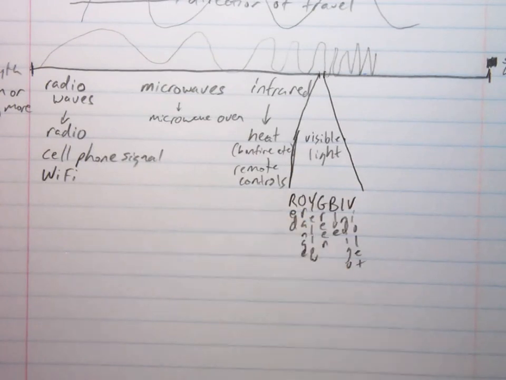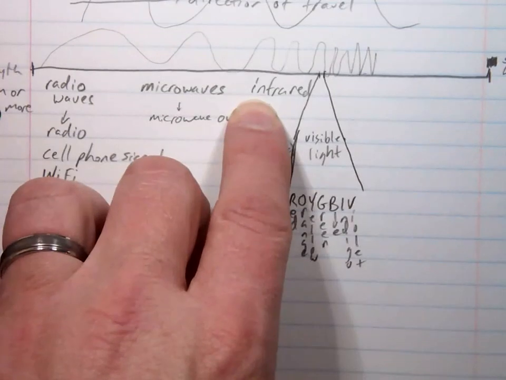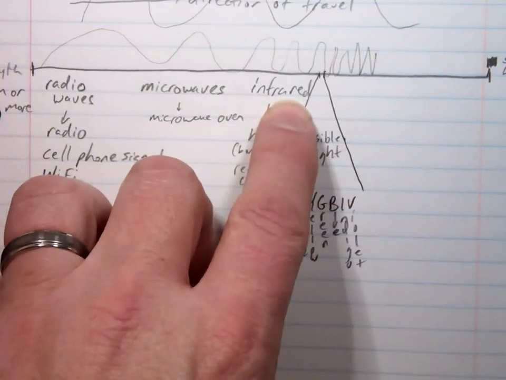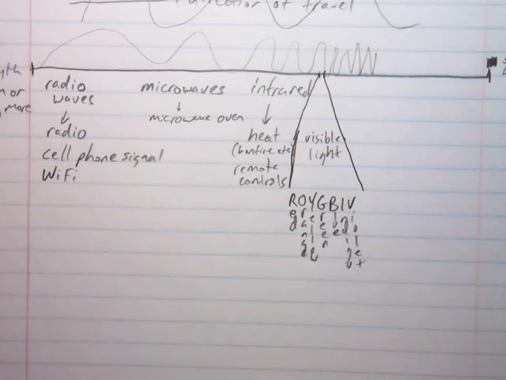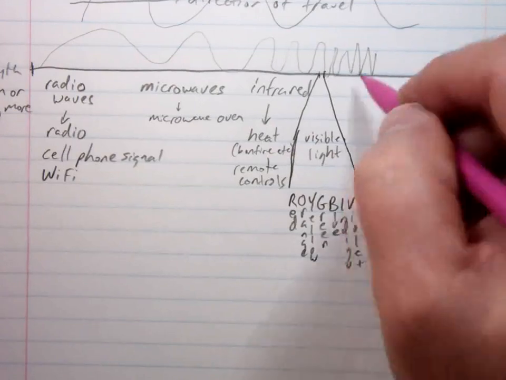Infrared, which is why it's called infrared. Infra means less than red. It's not quite red. Okay? What happens if the waves are closer together than violet? Ultraviolet. Then you have ultraviolet.